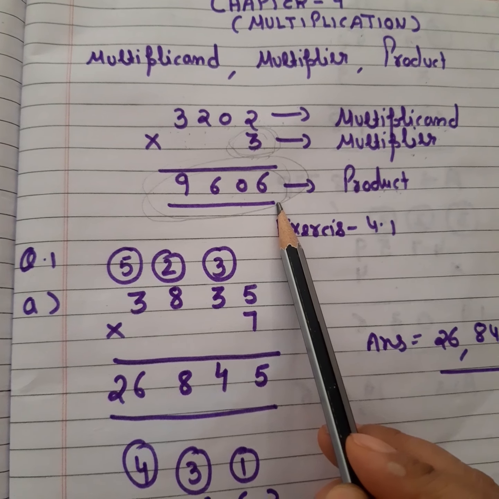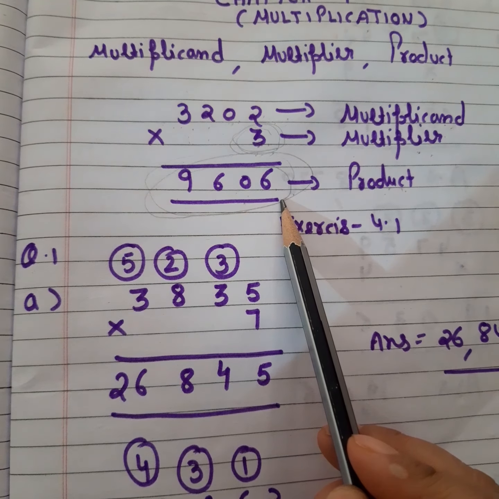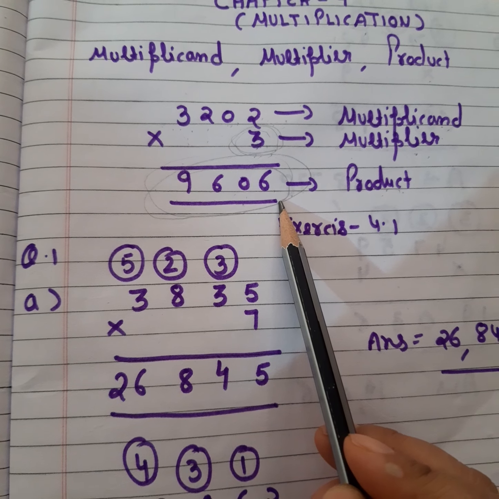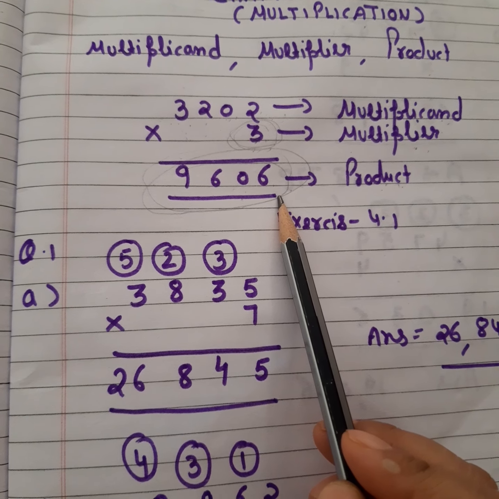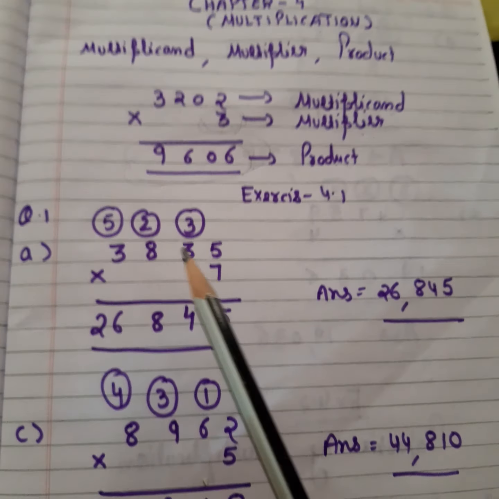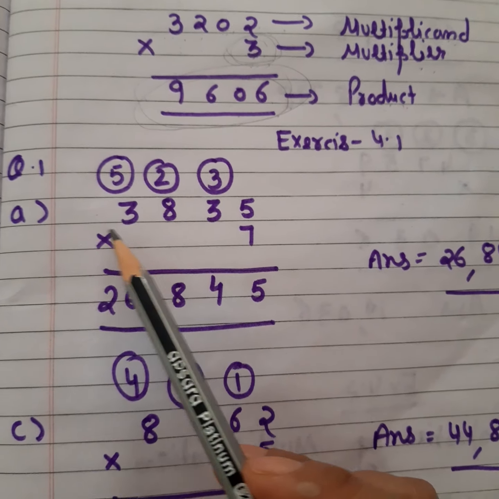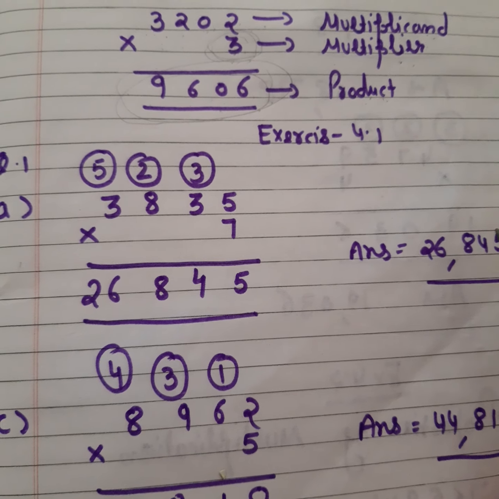The complete chapter is based on this multiplication only. You should be very efficient in doing the multiplication. You should be learning your tables. You should know how to add, only then you will be able to do this chapter easily. So let's start with exercise 4.1. In exercise 4.1, question number 1 is straightforward, you have to just multiply the numbers.